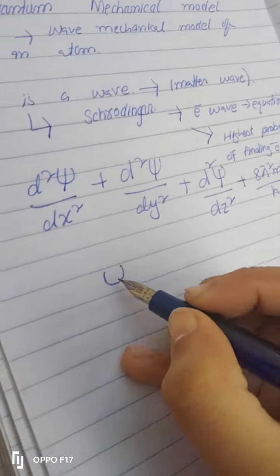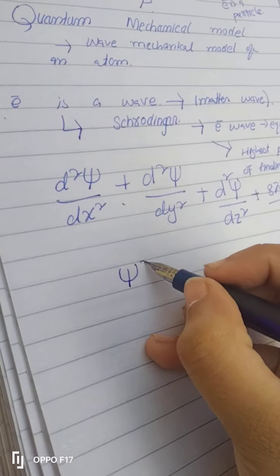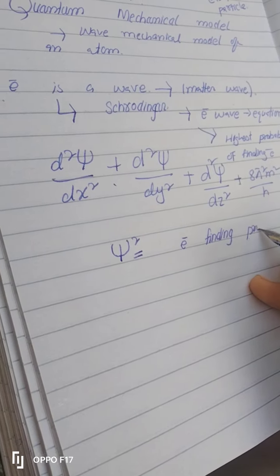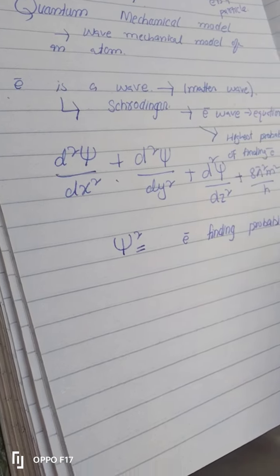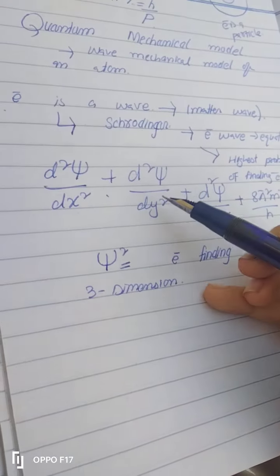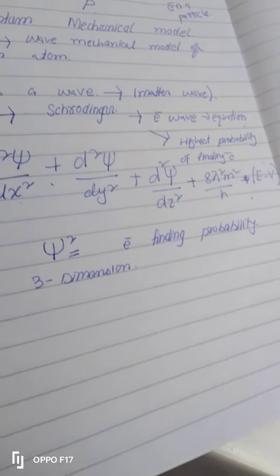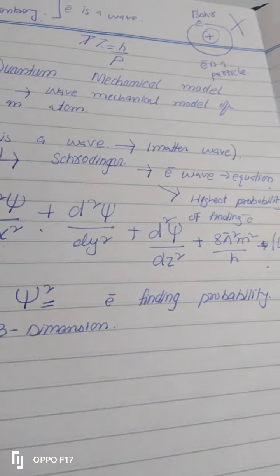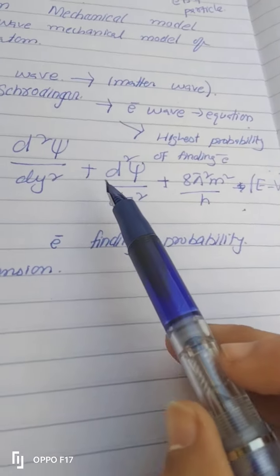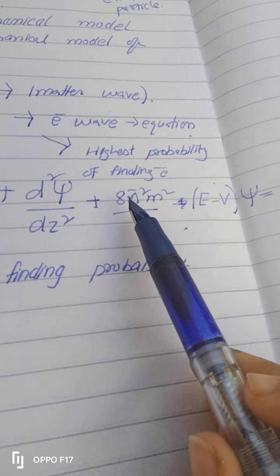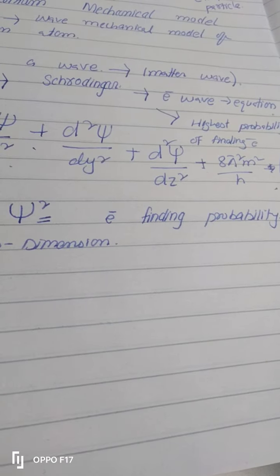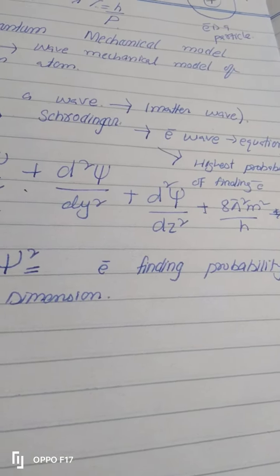Here we have done double differentiation, where xi square is known as the electron finding probability, because a wave travels in 3 dimensions. We have used here dimensions x, y and z. So the equation given by Schrodinger is d square xi upon dx square plus d square xi upon dy square plus d square xi upon dz square plus 8 pi square m square upon h e minus v xi is equal to 0. This is the equation given by Schrodinger in order to find the highest probability of finding the electron.